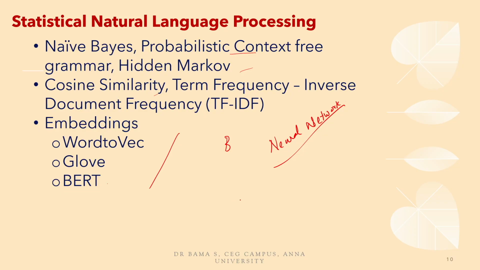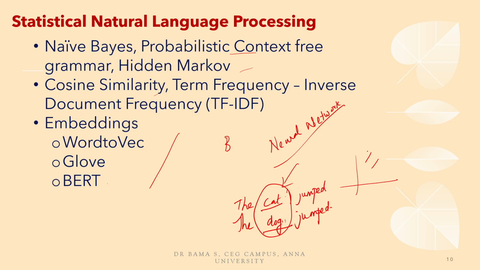So the idea is, in a sentence, suppose the cat jumped and the dog jumped. Ideally, we want to say that cat and dog are very similar because they belong to some category of animals. So, can we have vector representations of cat and dog that are very similar? The vectors should actually appear similar. That is the focus with which BERT was built, and we also discussed embeddings with respect to it.